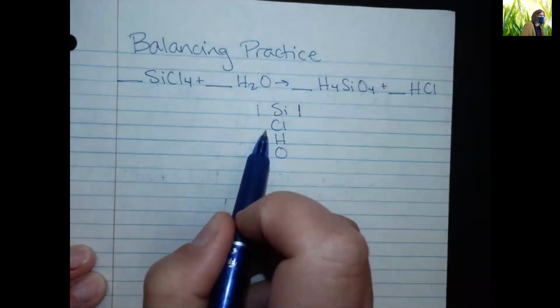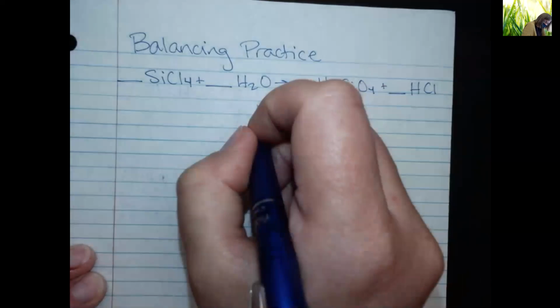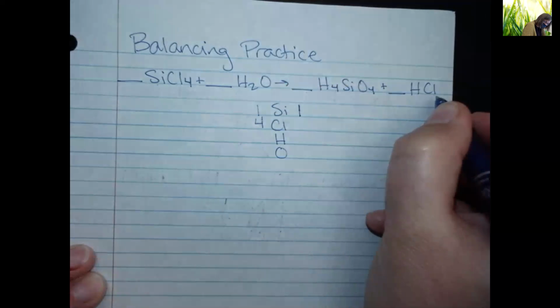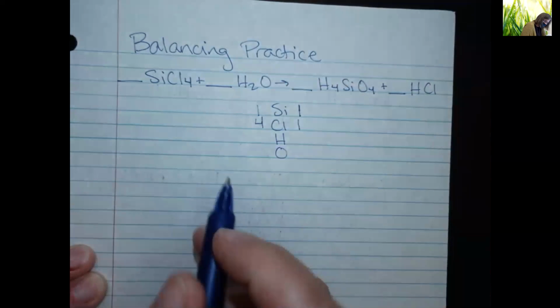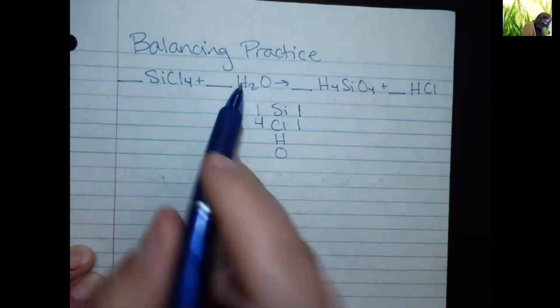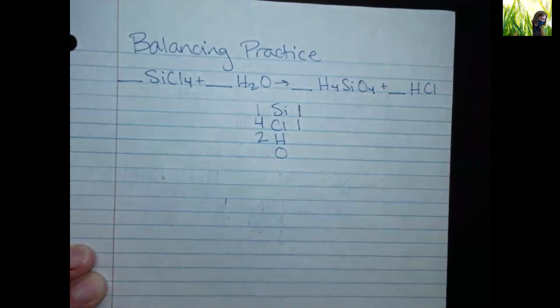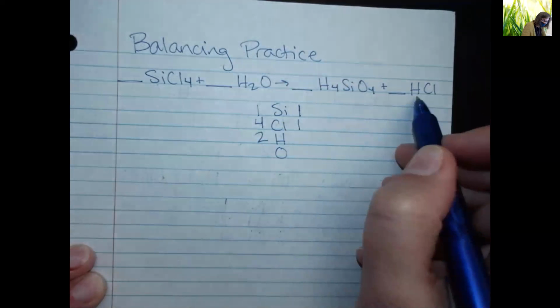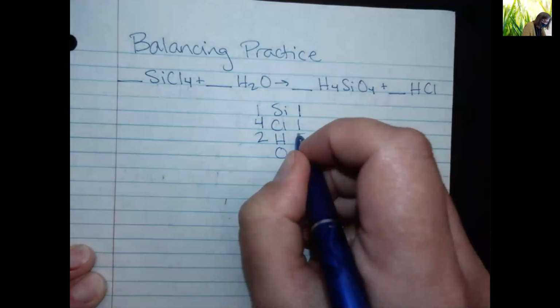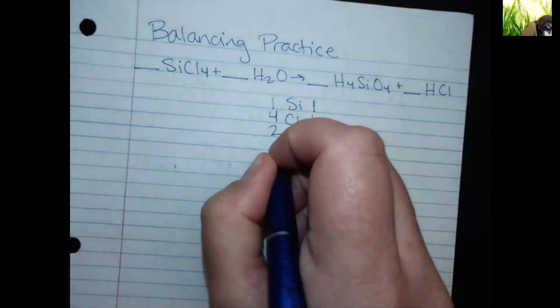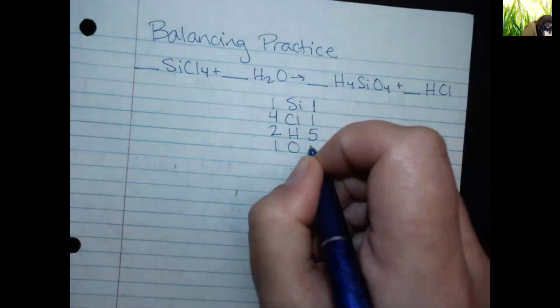How many chlorines are on the left side of the arrow? 4. How about on the right side? 1. How many hydrogens on the left side of the arrow? 2. How about on the right side? 5. There's 4 here and 1 here. So we have to find all the hydrogens when we add up hydrogens. And then how many oxygens on the left? 1. And how many oxygens on the right?